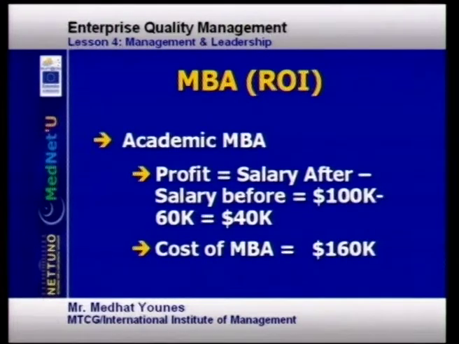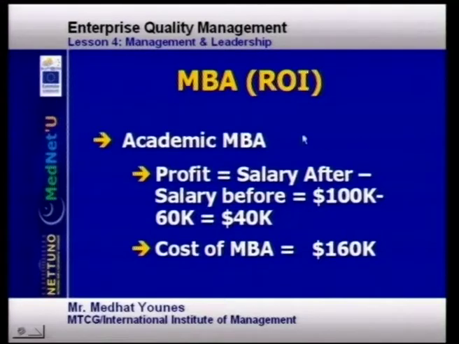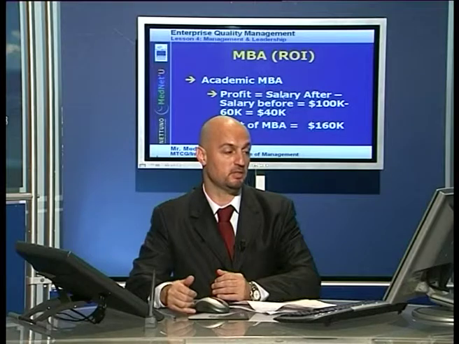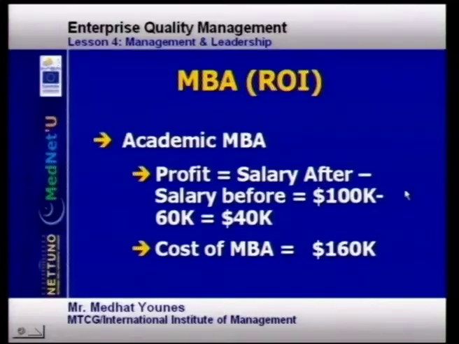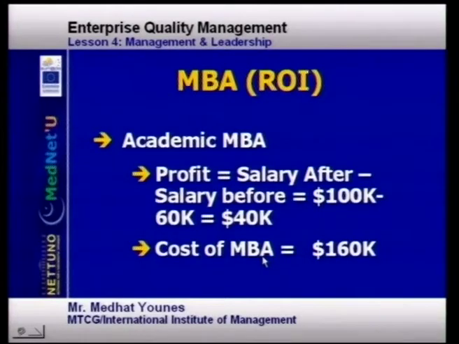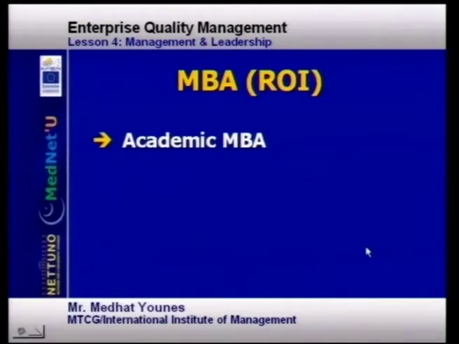Now, let's calculate the return on investment. Is it worth it to go for an MBA, or is it worth it to go for an executive education? If you calculate the return on investment from the cost from a previous slide, we have the academic MBA. The profit you're going to make is the salary after the MBA minus the salary before the MBA. So assuming that you get a raise from 60,000 to 100,000 euros per year, you're making a profit of 40,000 per year.